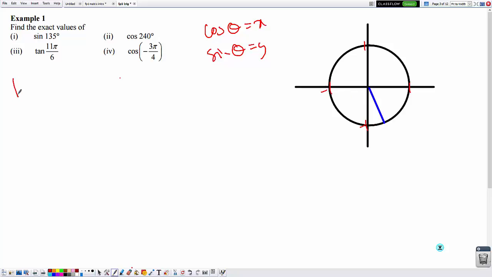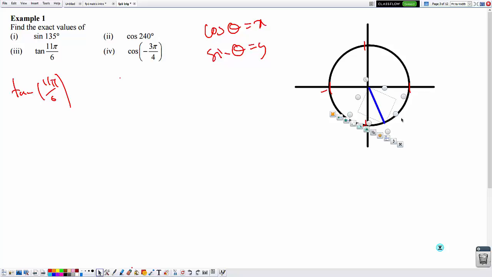Okay, so we want to work out tan of 11 pi over 6. So where is that, first of all? Let's find 11 pi over 6. Well, think about 2 pi as the whole circle. If I add another pi over 6, I'll get to 12 pi over 6, which is 2 pi. So that just means it's pi over 6 away from my whole circle. So 11 pi over 6.